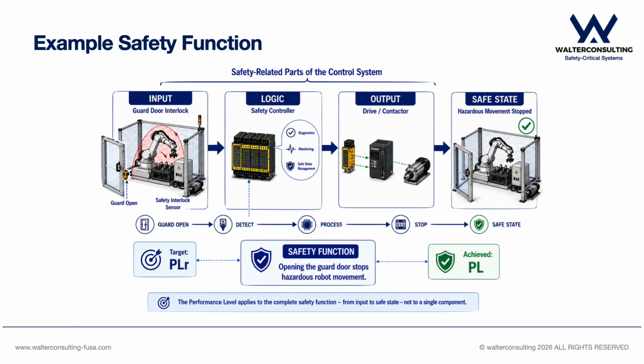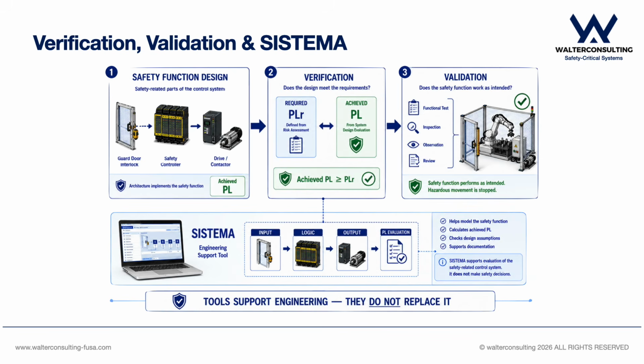in the real machine. Once the safety-related control system has been designed and its achieved performance level has been determined, the result must be checked against the original requirements. This is where verification and validation become important. Verification asks whether the implemented design satisfies the specified requirements. One important part of this is comparing the achieved PL with the required PLR.